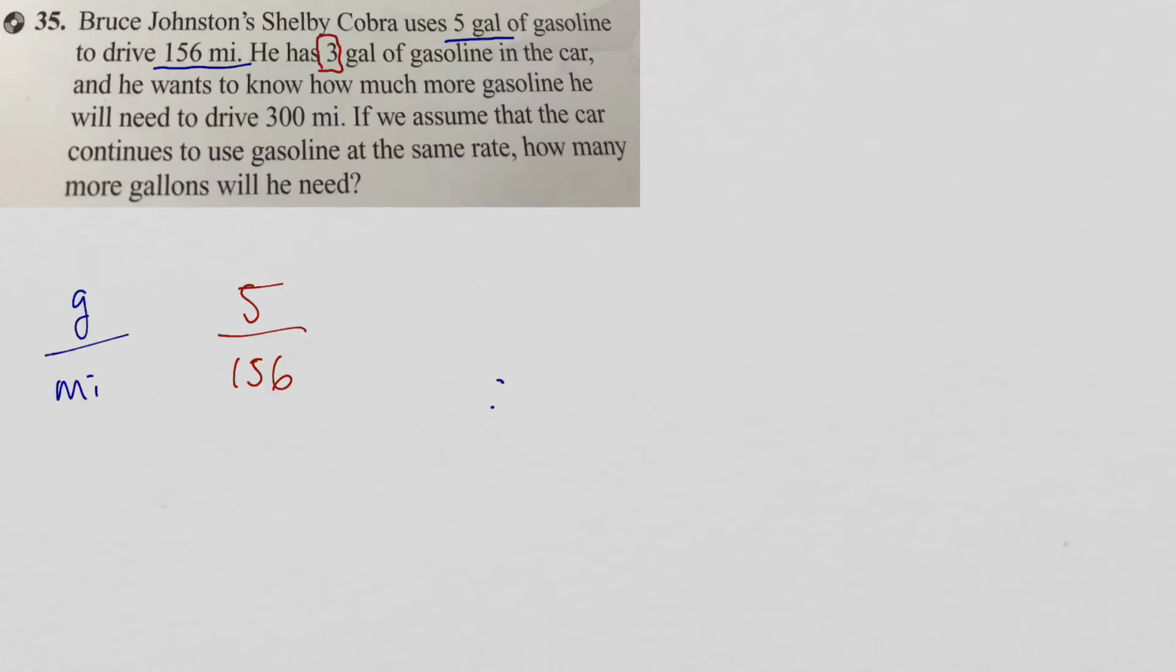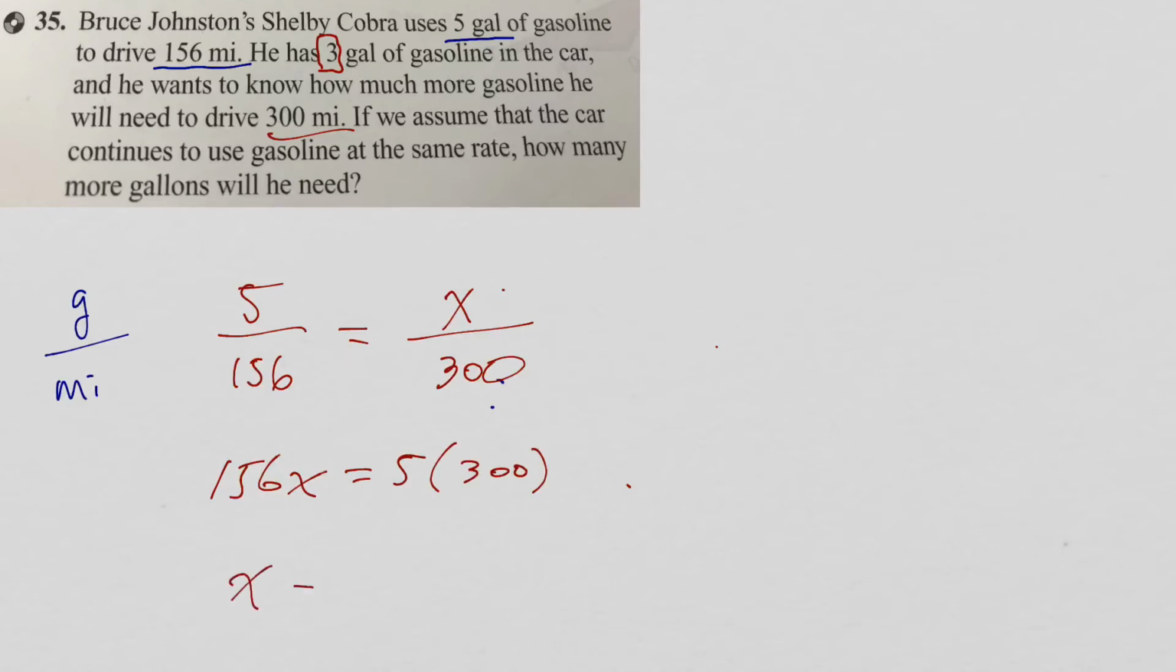He already has 3 gallons in the car. He wants to know how much more gasoline he needs in order to be able to drive 300 miles. So let's just say this 300 miles I'll put on the bottom of the fraction. So I'm going to cross multiply, and I'll get 156x is equal to 5 times 300.